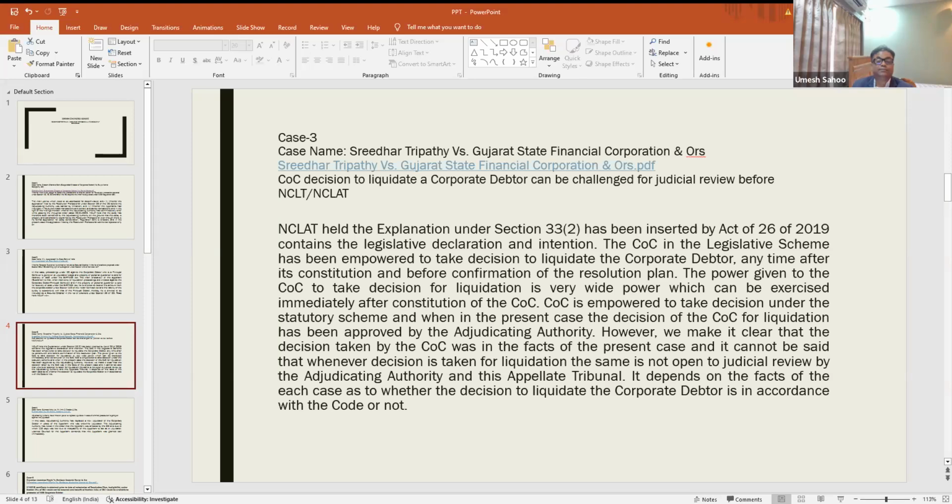Section 33 subsection 2 of the IB Code deals with initiation of liquidation as follows. Where the resolution professional, at any time during the corporate insolvency resolution process but before the confirmation of the resolution plan, intimates the authority of a decision of the committee of creditors, approved by not less than 66% of the voting share, to liquidate the corporate debtor, the authority shall pass a liquidation order referred to in subsection 1. So here the liquidation order has been passed.